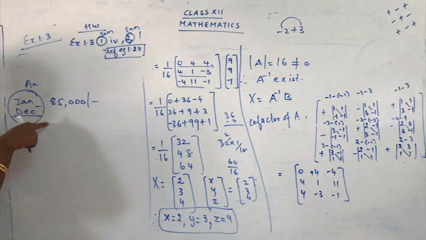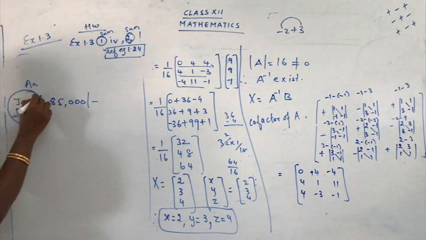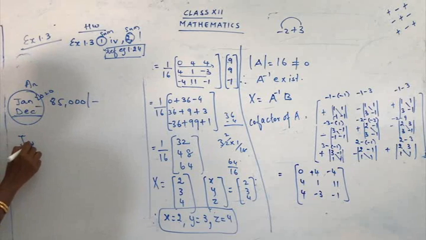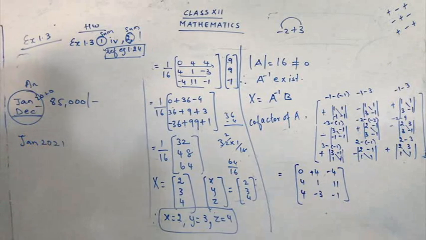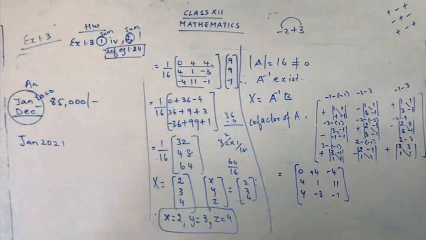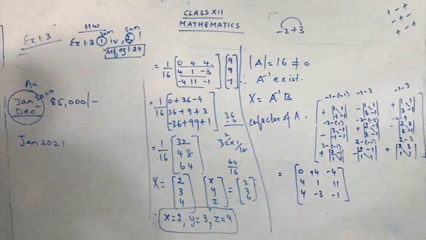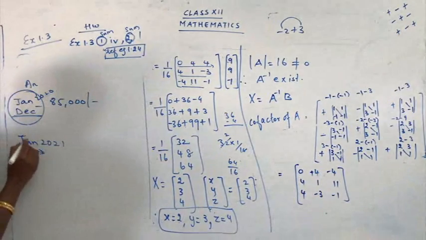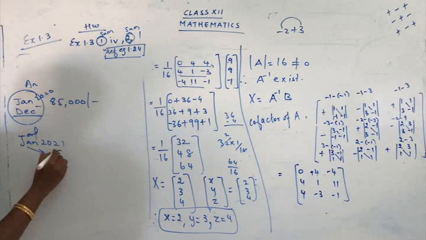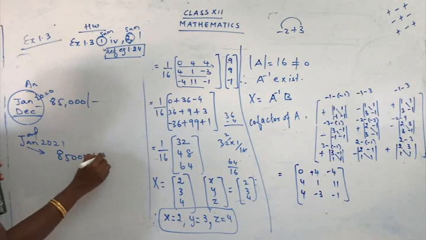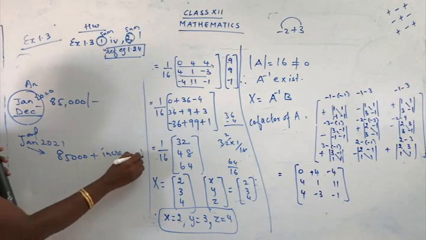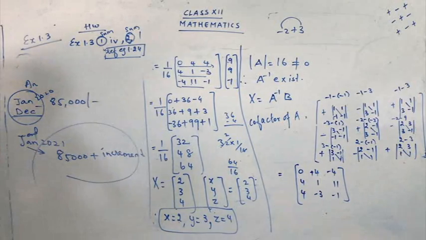So when will the man have an increment? Suppose this is 2020, he will be having an increment in 2021, at the end of the first month. At the end of January, he is going to have an increment. So along with 85,000, some increment will be there. We don't know what the increment is, so we have to find out the details.